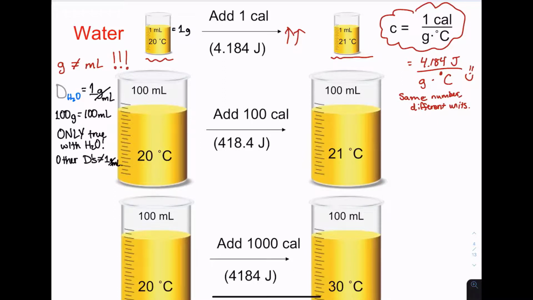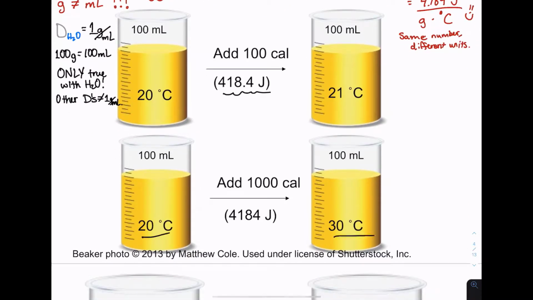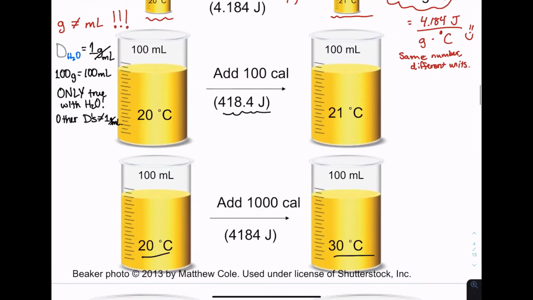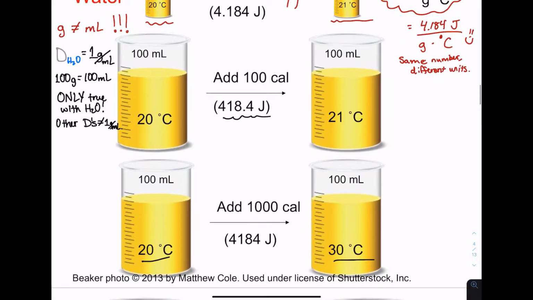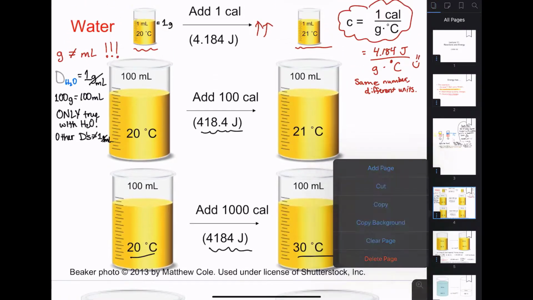If I've got 100 grams of water and I want to raise the temperature of that water by 1 degree Celsius, well, now I have to put in 100 times as much energy, and so I have to put in 418.4 joules, okay? And then if I want to heat up those same 100 grams of water by 10 degrees Celsius, then I need to calculate this. I need to multiply this energy by another factor of 10, because now I want to increase the temperature by 10 degrees instead of by 1 degree. So therefore, I've got to put in 4,184 joules of energy.